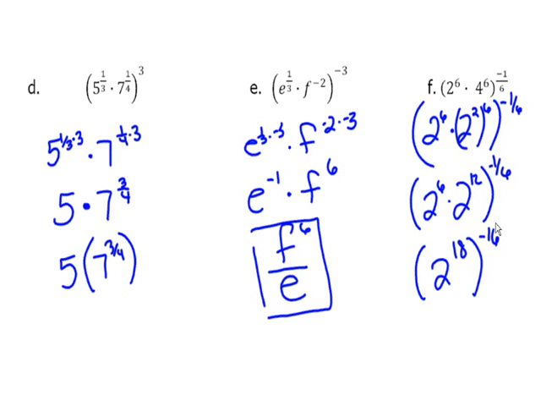1 divided by 6. All right, multiply. So 18, wait, didn't really need those parentheses today. Come on, eraser.